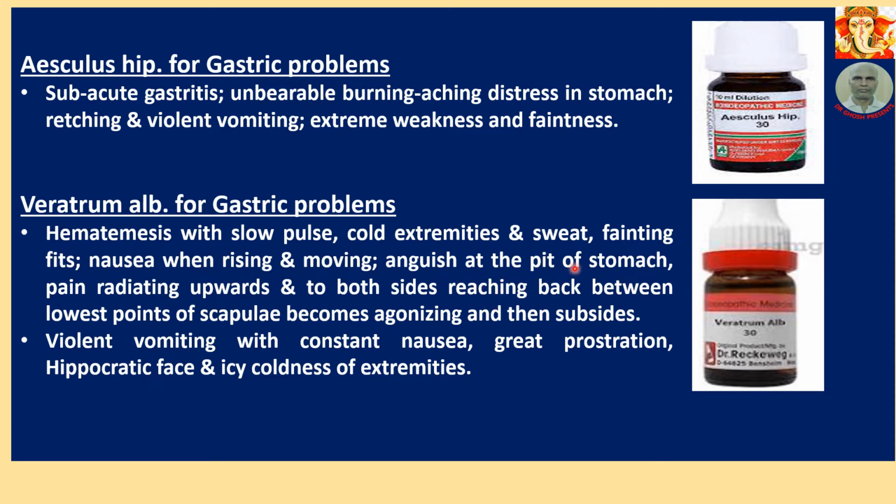What is the pit of stomach? What is anguish at the pit of stomach? Sometimes it is epigastrium, sometimes various places, precordium. I will explain everything. Pain radiating upwards and to both sides, reaching back between lowest point of scapulae. Becomes agonizing and then subsides. Violent vomiting with constant nausea and great prostration. Hippocratic face, icy coldness of extremities.